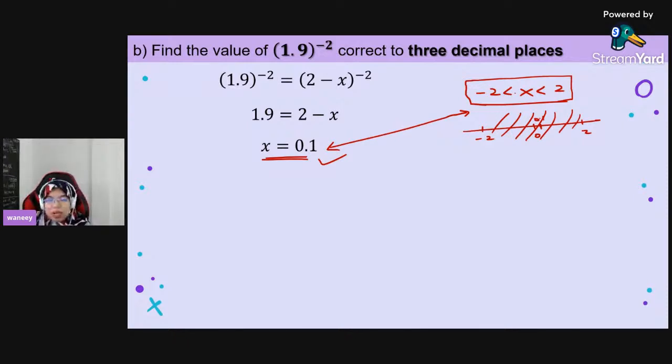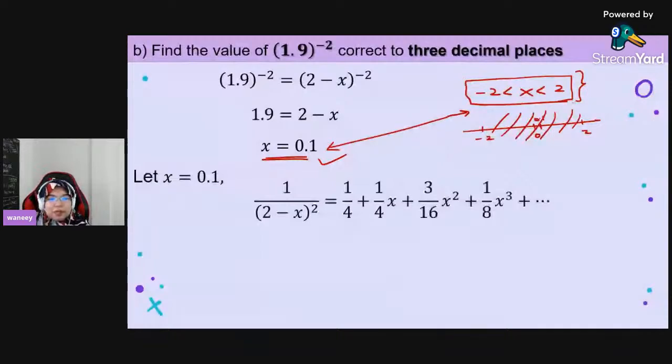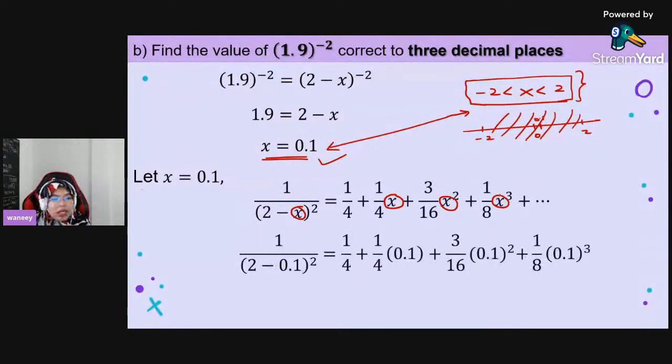Okay, so now I want to substitute with x equal to 0.1. Okay, so substitute x with 0.1. So substitute all the x with 0.1. I will have 1 over 2 minus 0.1 square equal to 1 over 4 plus 1 over 4, 0.1 plus 3 over 16, 0.1 square plus 1 over 8, 0.1 cube. So that means 1.9 to the power of negative 2 is equal to 0.277. Correct to 3 decimal places.